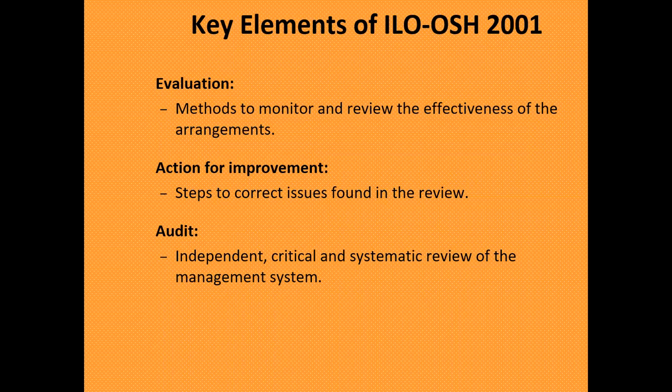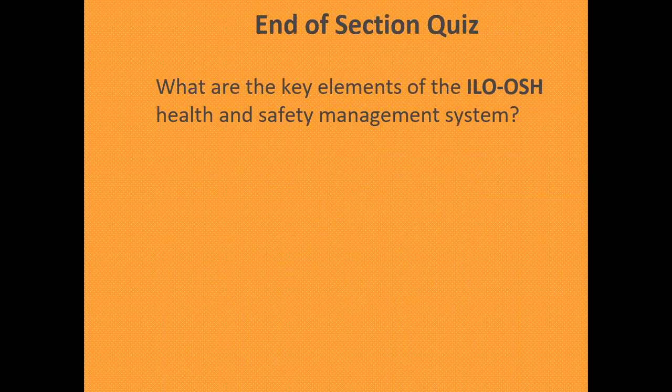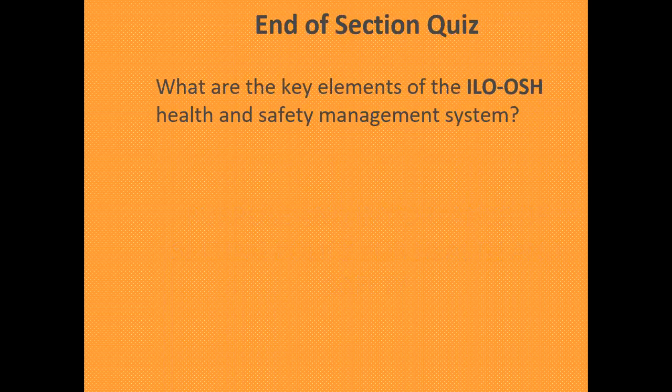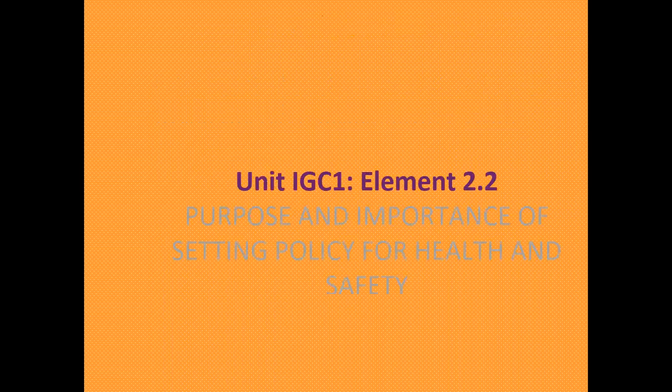And what is audit? Audit is an independent, critical and systematic review of the management system. It's very important, these 6 steps. So we will go through these steps one by one in the coming chapters. What are the key elements of the OHS health and safety management system? We have just discussed these steps, including policy, planning, implementation, evaluation, action for improvement, and audits.